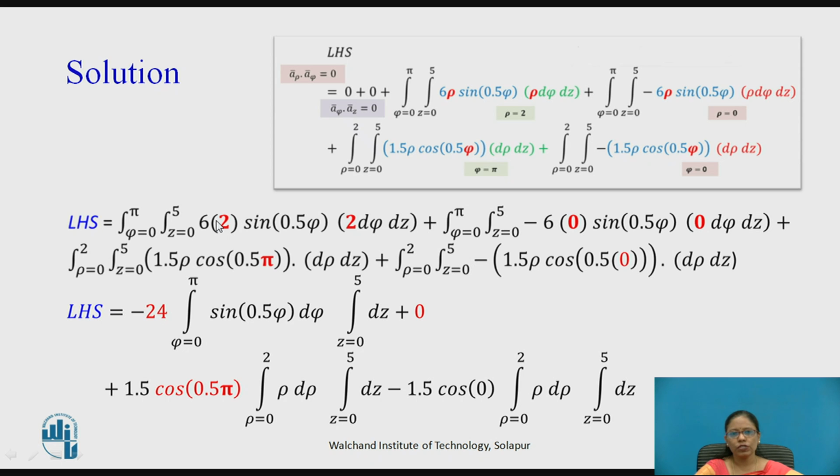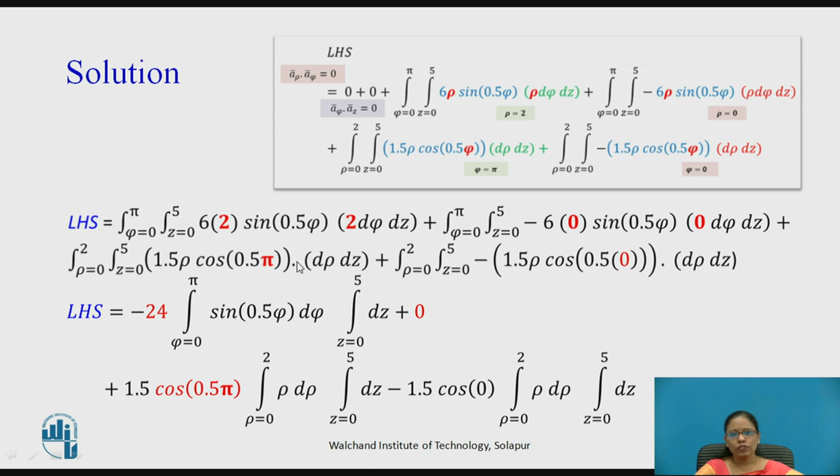So after simplification, you can see 6 times 12, 12 times 2 is 24, so 24 has come outside. Inside the integral, there is sine 0.5 phi d phi dz. I have separated the integrals. So this is the integration with respect to phi. This is the integration with respect to dz. Okay. So this term simplification is here. The next term, 6 into 0, so this term completely goes to 0. So this is 0 here.